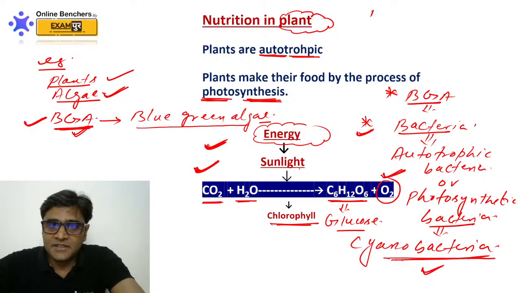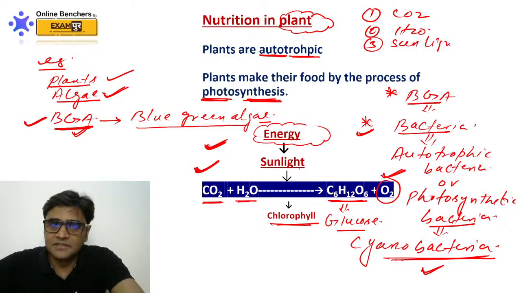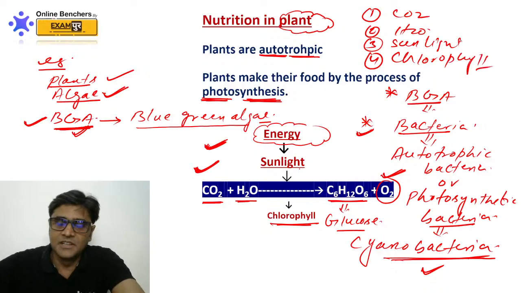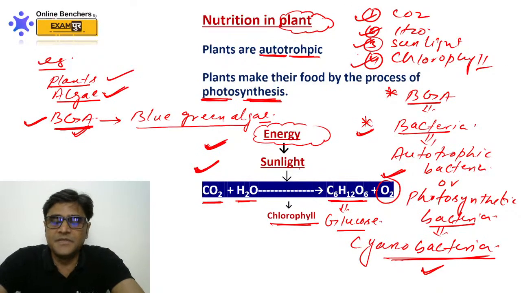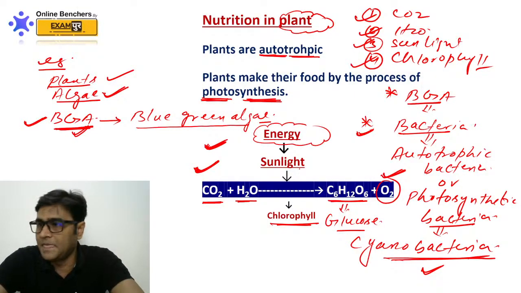So the things necessary in photosynthesis. The first thing is CO2. Second thing is water. The third one is sunlight. And the fourth, which is very important, is chlorophyll. We will discuss chlorophyll in detail, don't worry. So these four things are required in the process of photosynthesis. If any one of these is absent, the process of photosynthesis will stop.